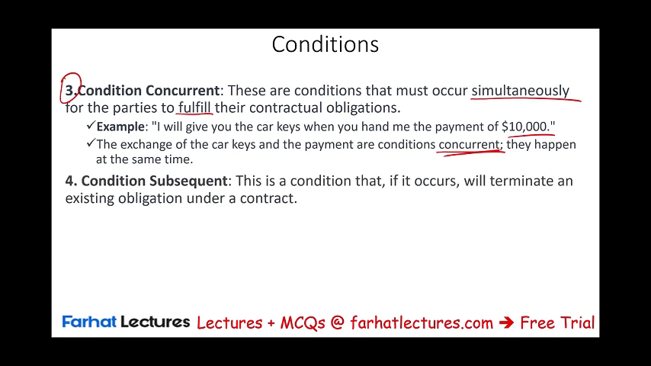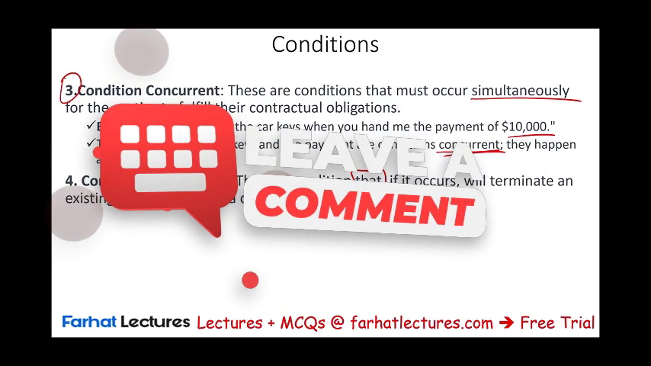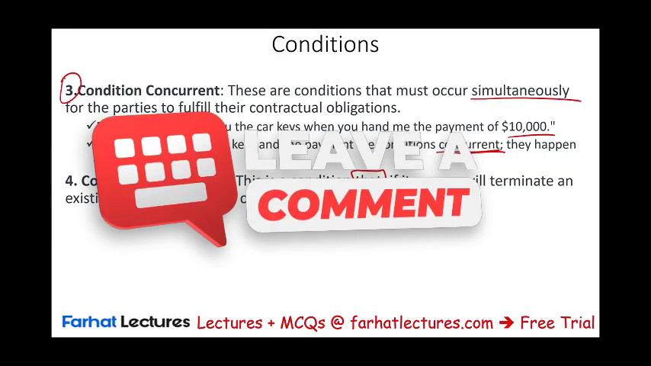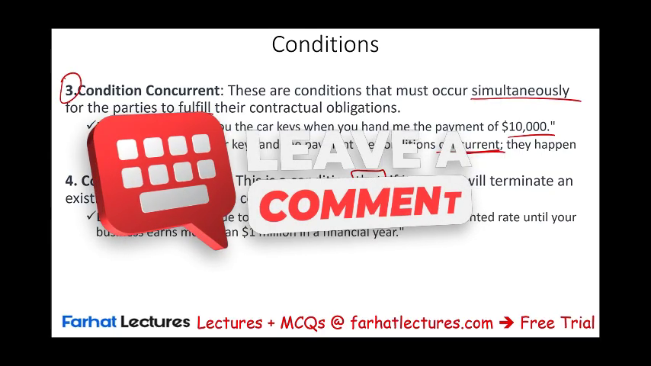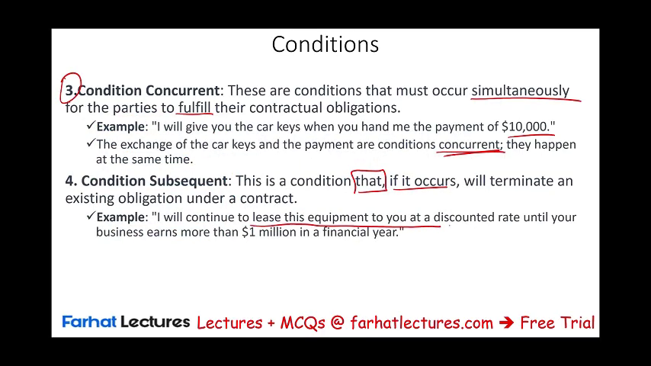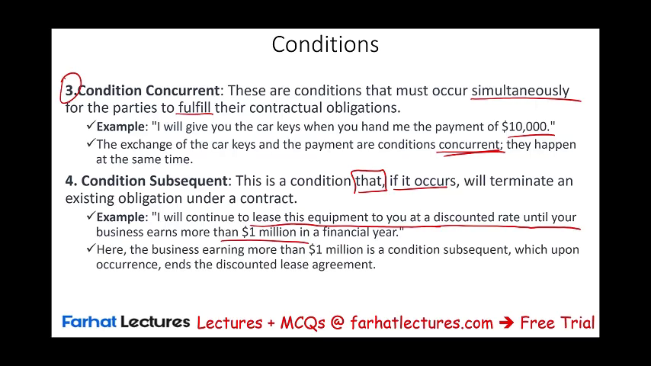Condition subsequent. Subsequent is after. This is a condition that, if it occurs, will terminate an existing obligation under the contract. Example, I will continue to lease this equipment to you at a discounted rate until your business earns more than $1 million in a financial year. The condition is subsequent, later. Subsequent is later. Here, the business earning $1 million is a condition subsequent, which upon occurrence ends the discounted lease agreement. I'm going to have to charge you more.